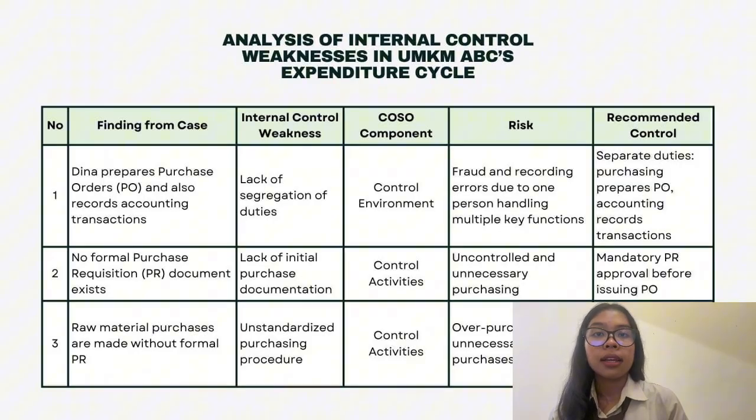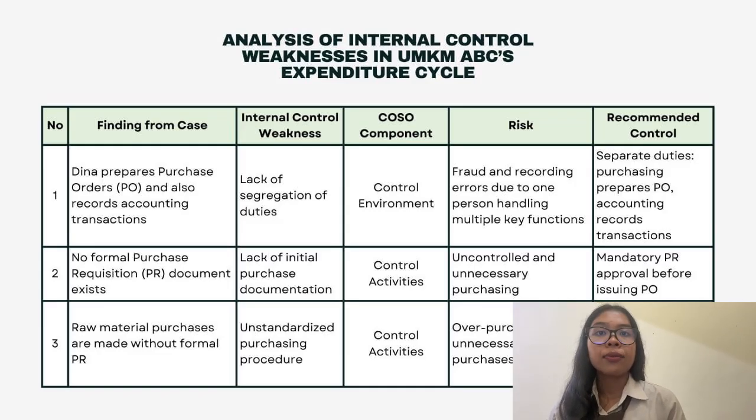And the next finding from the case is that no formal purchase requisition, or PR, document exists. The internal control weakness is lack of initial purchase documentation. The causal component is control activities. The risk is uncontrolled and unnecessary purchasing. And the recommended control is mandatory PR approval before issuing a PO.